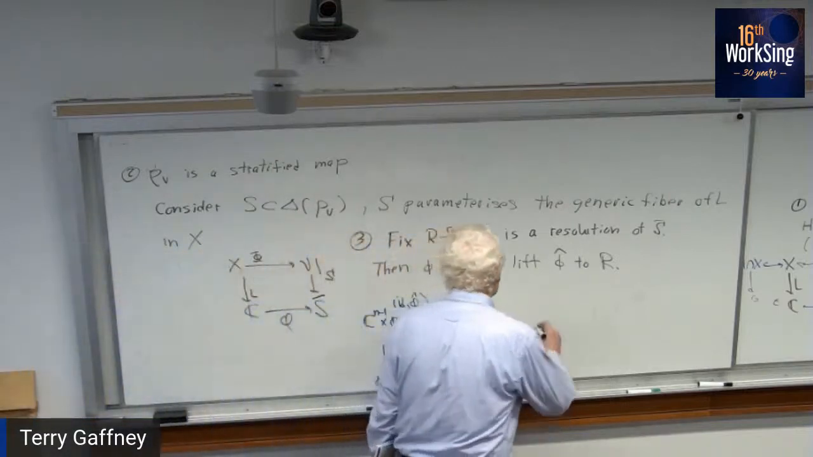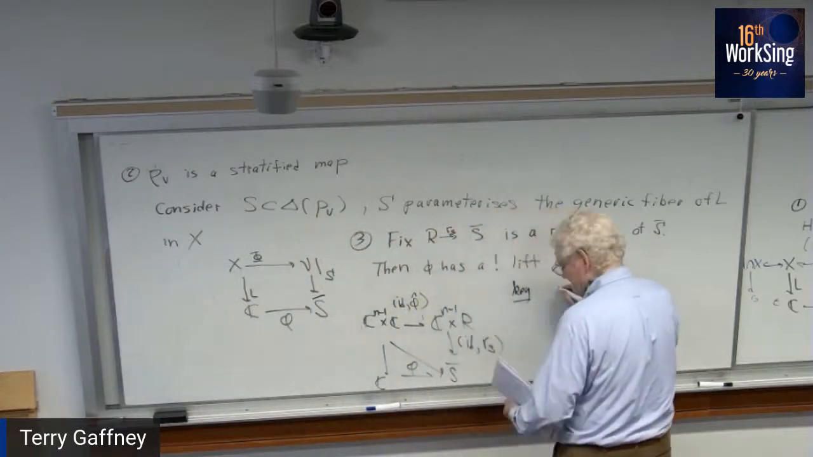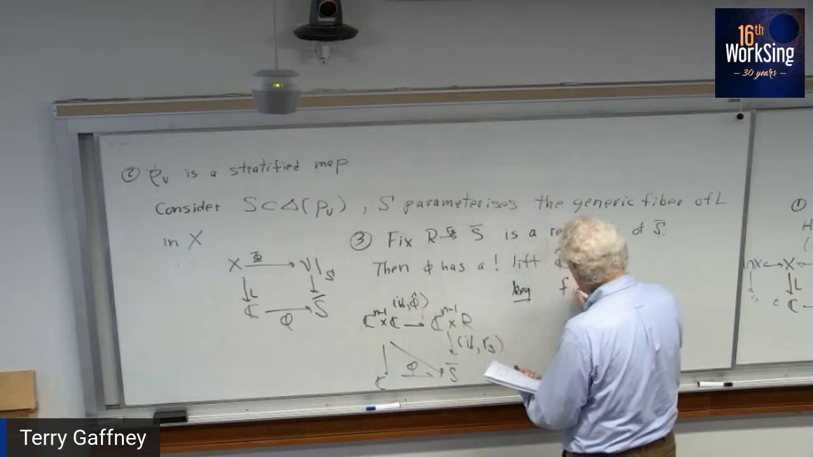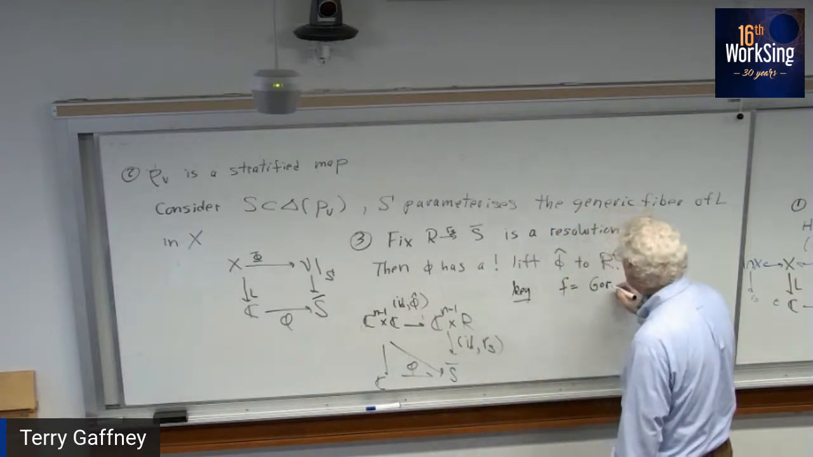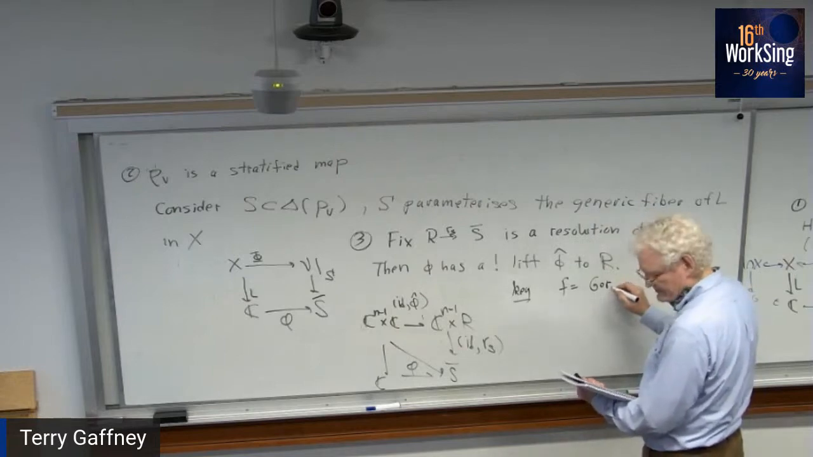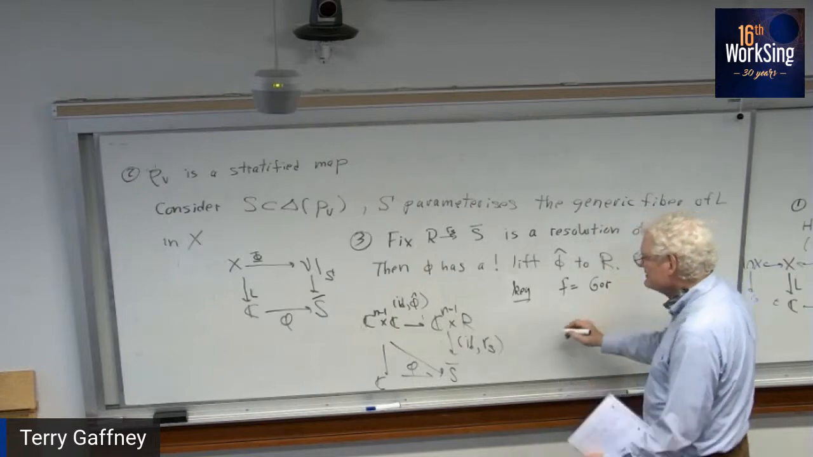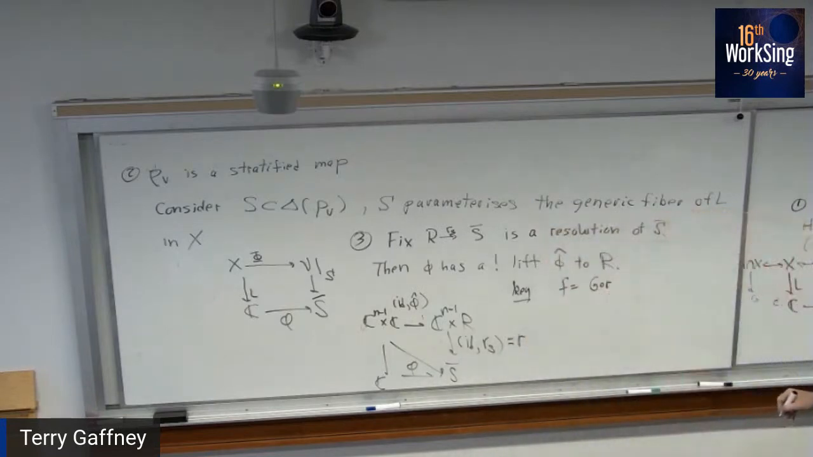The key is this lift. We now have that F is equal to G composed with R. This map here is called R. F is equal to G composed with R.